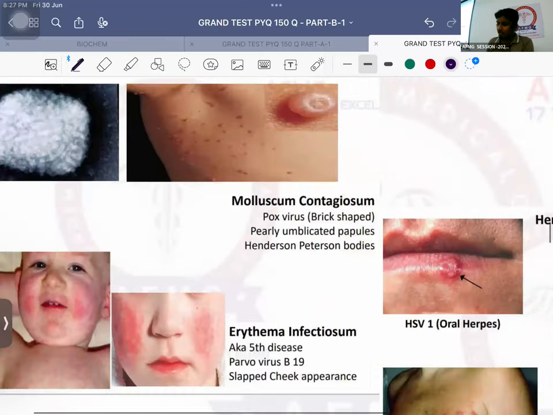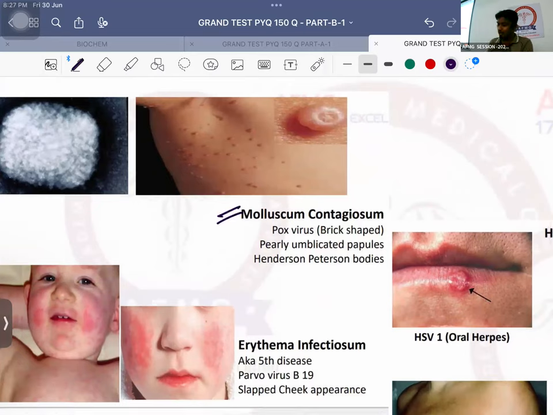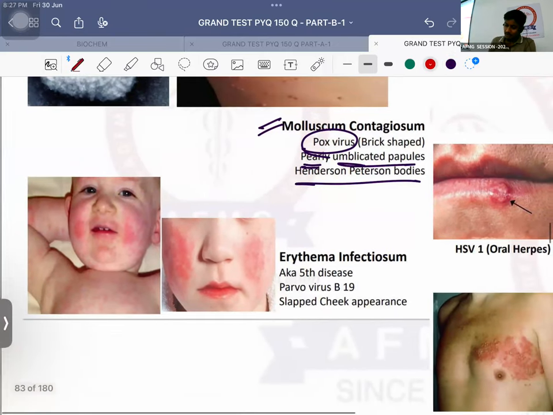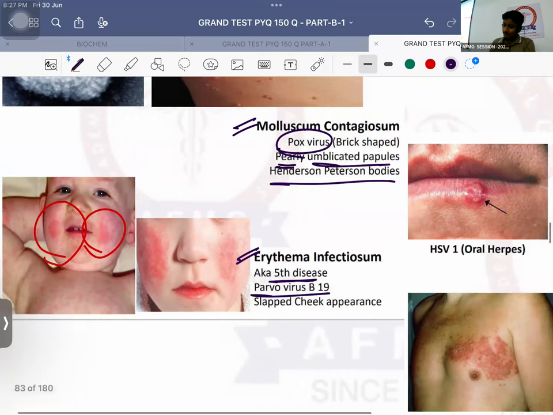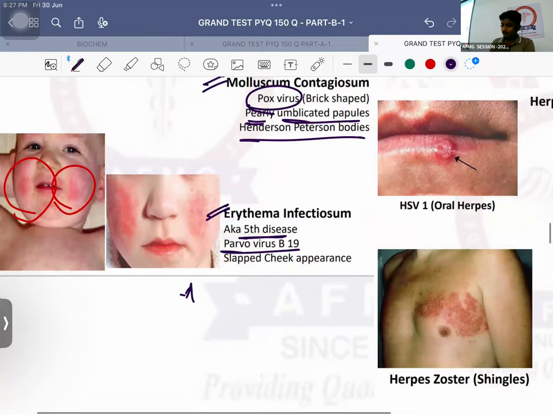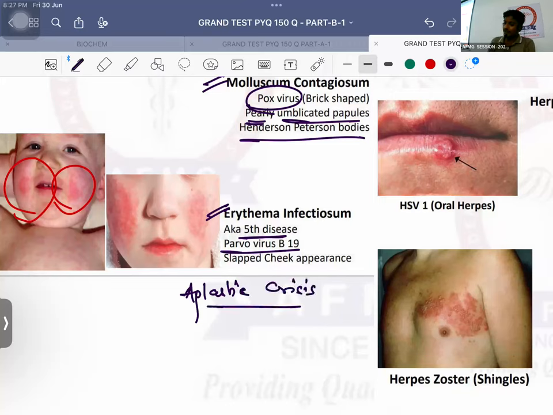This is molluscum contagiosum. Which kind of lesions will be seen? Pearly umbilicated papules. Which bodies will be seen? Henderson-Peterson bodies. Causative agent is pox virus, a brick shaped virus. Any problem? This is the slapped cheek appearance seen in erythema infectiosum, also known as fifth disease, caused by parvovirus B19. Please remember, it can also lead to aplastic crisis, aplastic anemia, and aplastic crisis in the child.